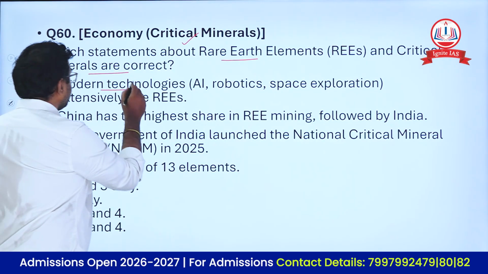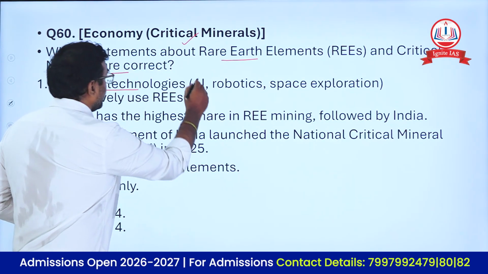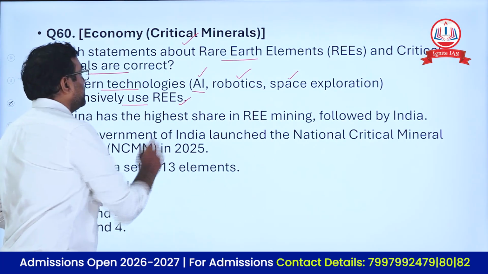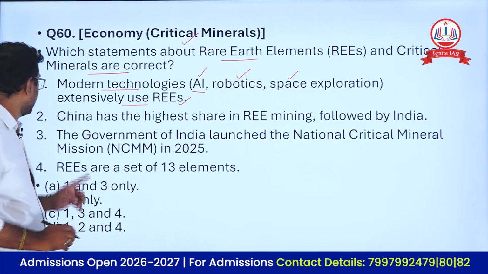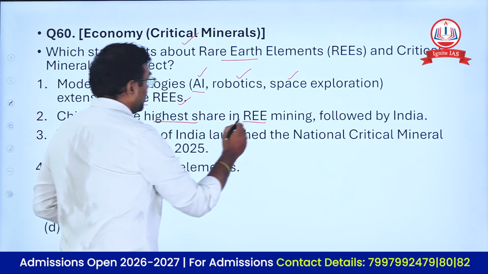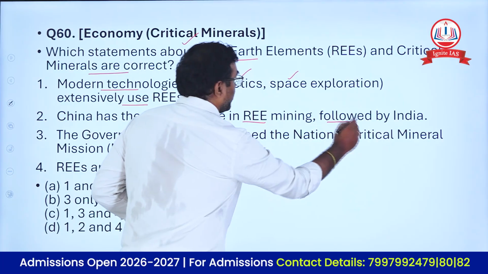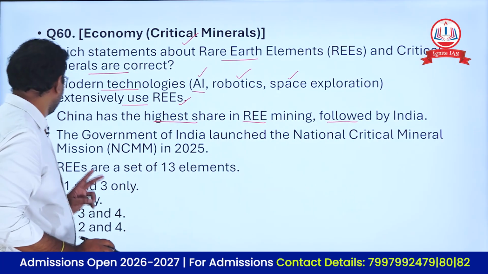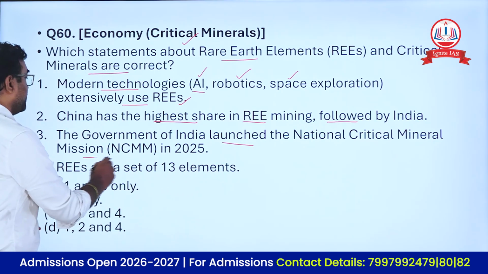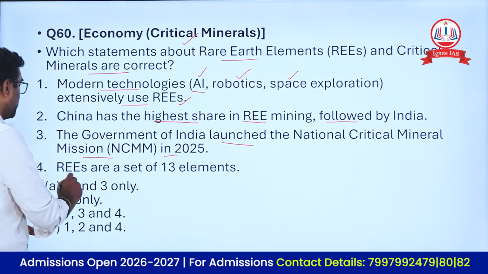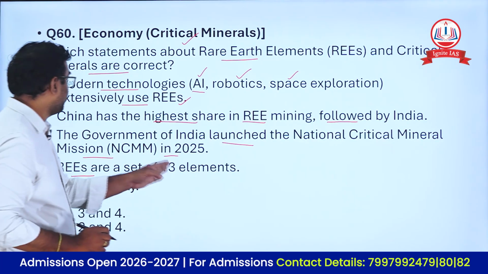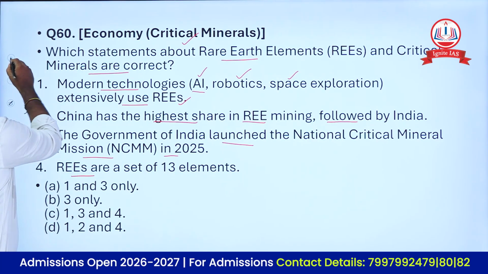The first statement says that modern technologies, AI, robotics, space exploration extensively use rare earth elements. The second one, China has the highest share in rare earth elements followed by India. That is the second statement. The third statement says that the Government of India launched a National Critical Mineral Mission in 2025. And the fourth statement says that rare earth elements are a set of 13 elements. So which of the following statements are correct?